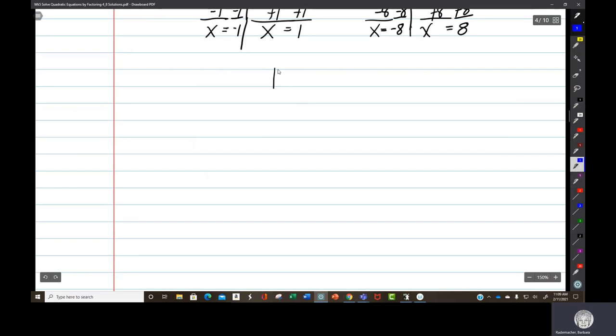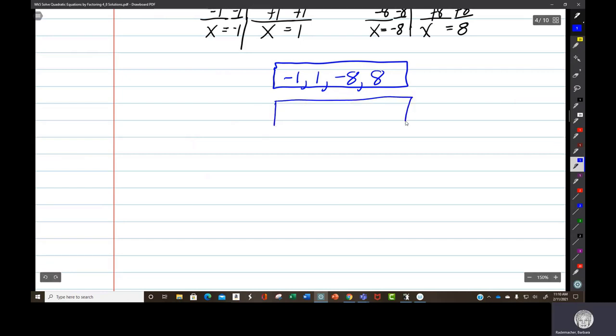So let's make the answer box and then we'll go back over this. We have negative 1, 1, negative 8, 8, or you can write these in order if you want to be fancy, but you don't have to. And writing them in order would be to write them as they appear on the number line. Negative 8, negative 1, positive 1, positive 8.